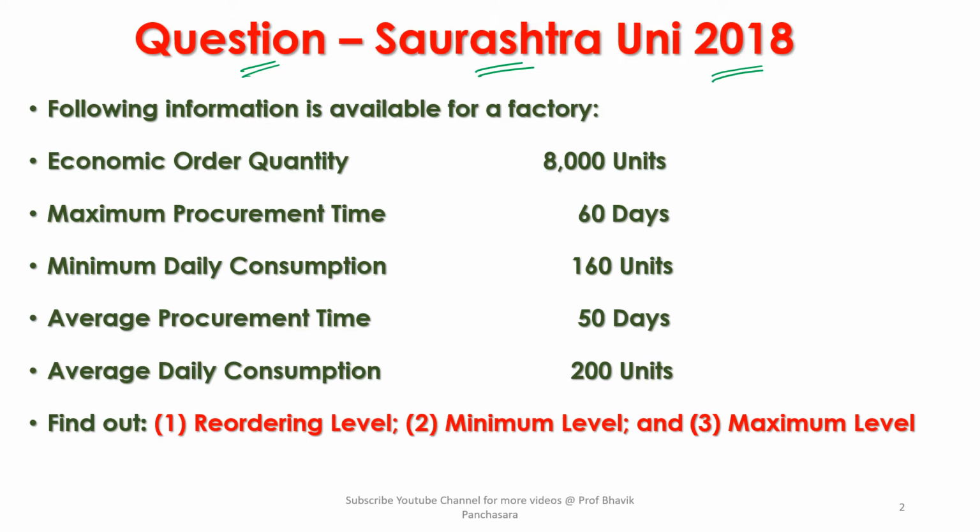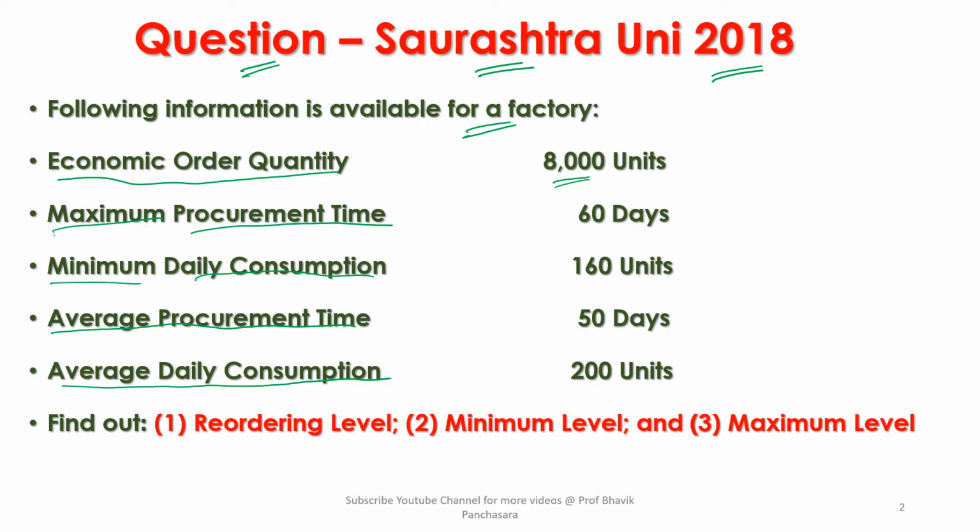So, hope friends you have gone through the question. Here information is available for a factory about a product. For that, economic ordering quantity EOQ is available, that is 8000 units. After that, maximum procurement time as well as average procurement time are available, but here minimum procurement time is missing. Same way, minimum daily consumption and average daily consumption are available, but maximum consumption is not given.